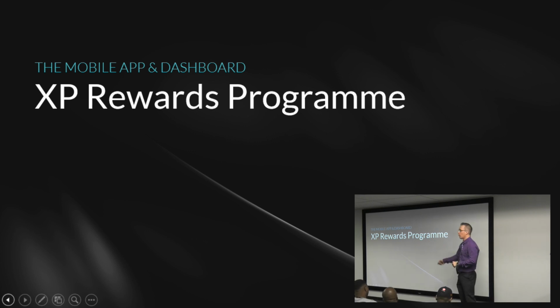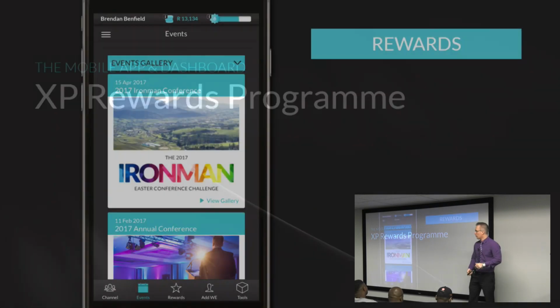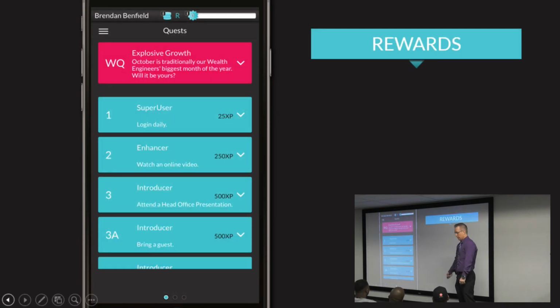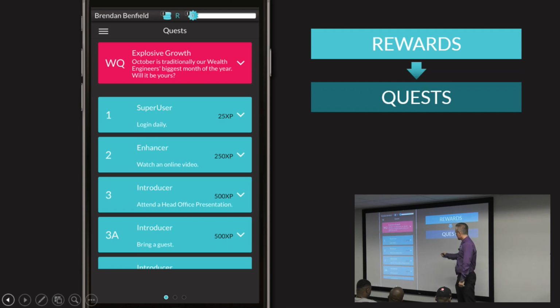Now, let's look at rewards. The forgotten XP rewards program, but the one you all want and don't know how to use. That's the rewards button at the bottom, guys. Click the rewards button at the bottom, and it takes you through to the rewards program. What's the very first thing that's going to pitch up at the top of your screen? Click the button now. What's that big pink thing? It's the monthly wealth quest.